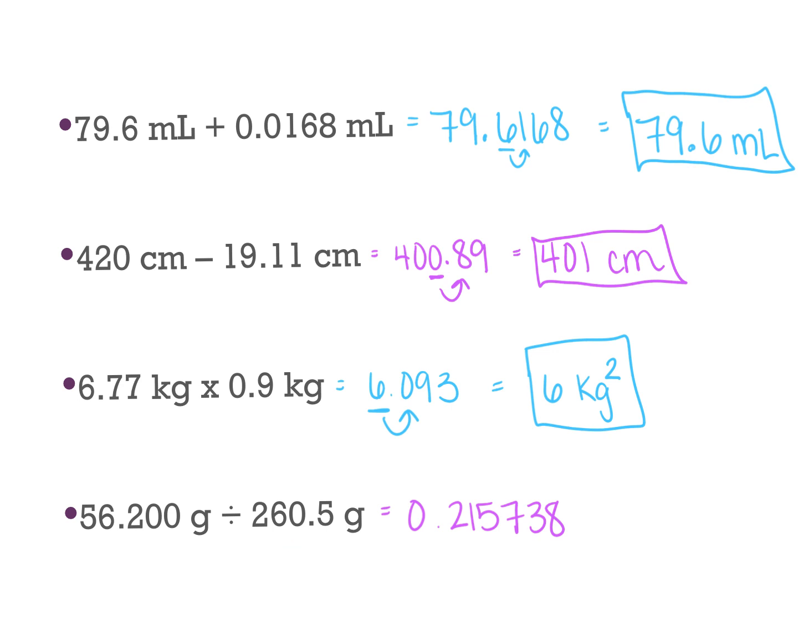So how many can be in your answer? 4. So 1, 2, 3. So the 7 is your 4th sig fig. So we look to the 3. Do you round it up or keep it the same? Okay, same. So we get 0.2157. Okay. And then for the unit, if it's a gram over a gram, what happens to the grams? They're going to cancel. So no unit for this number.